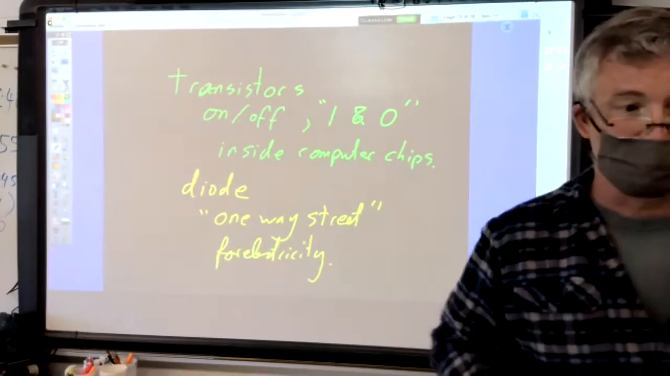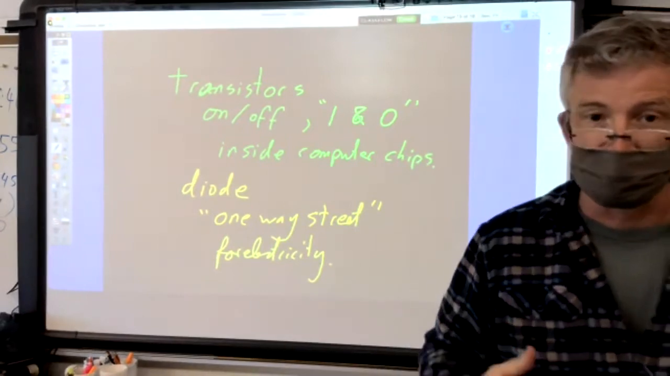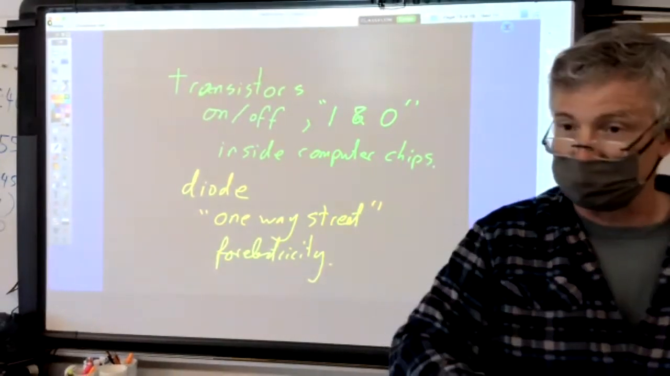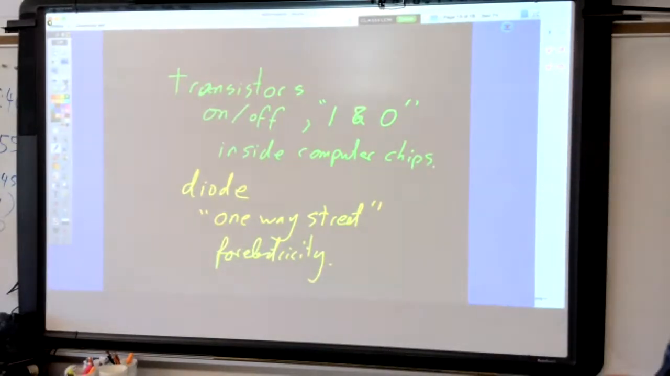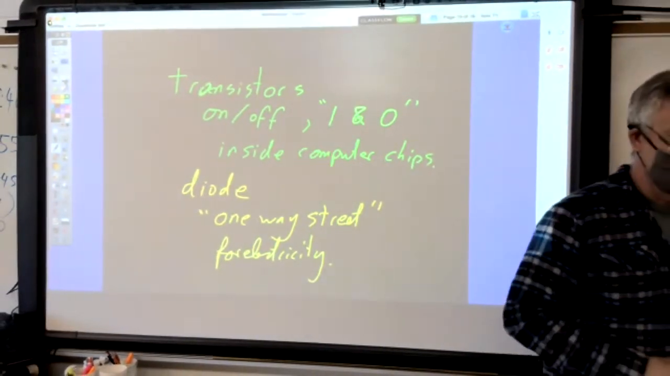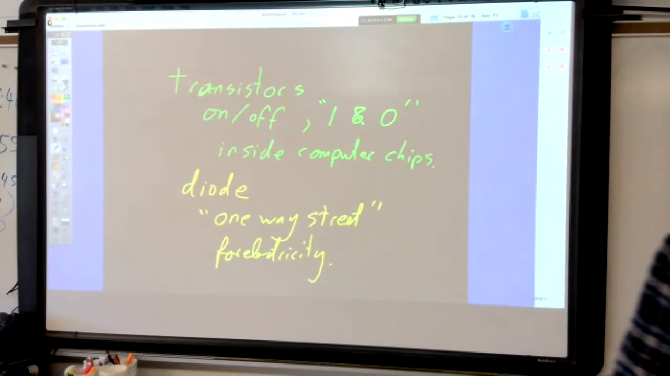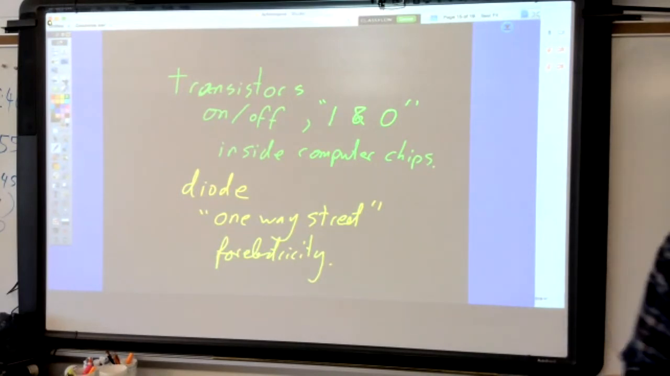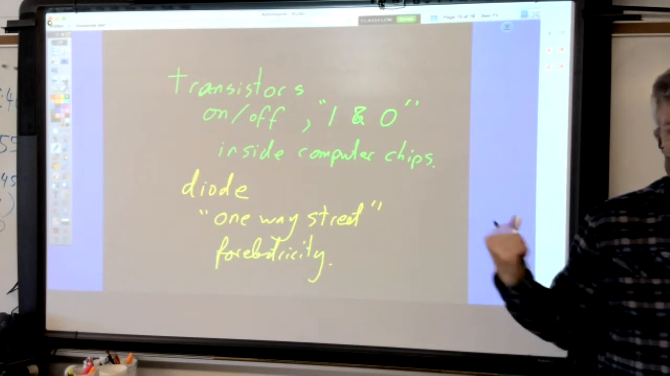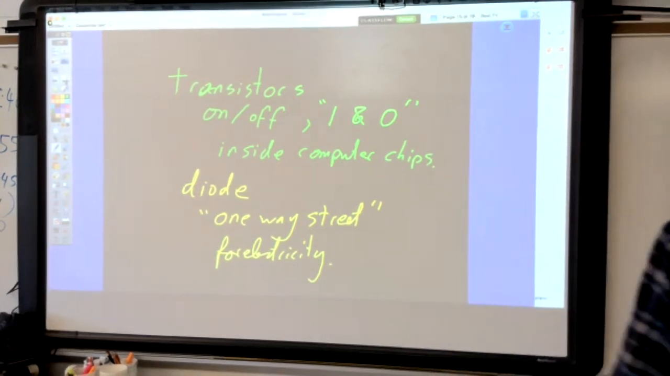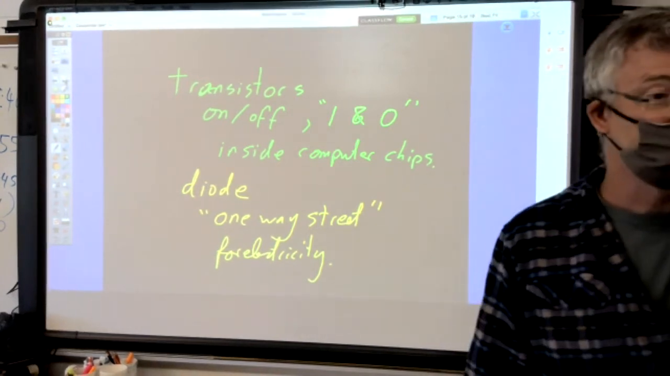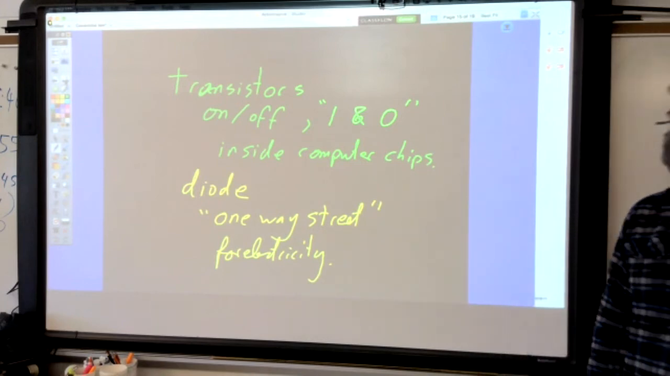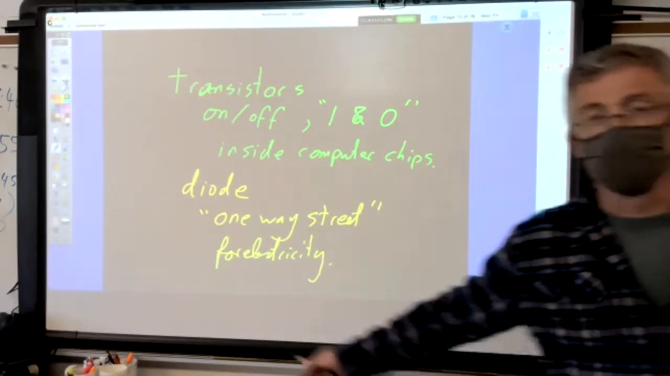A transistor can be switched between on and off. In other words, a transistor changes from a 1 or a 0, depending on where it is in the computer chip. The transistors inside computer chips are the ons and offs. They are the ones and zeros of all computer languages. So without these, we have no computers, none, or anything that does any kind of computation. No calculators, no watches, no phones, cars these days.